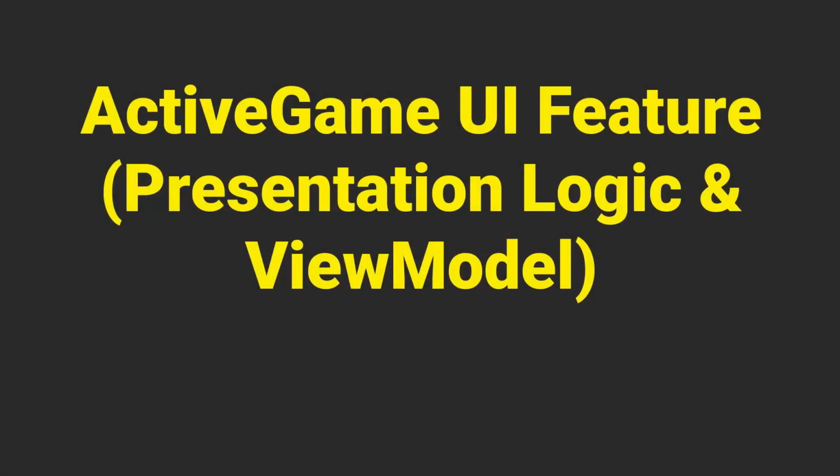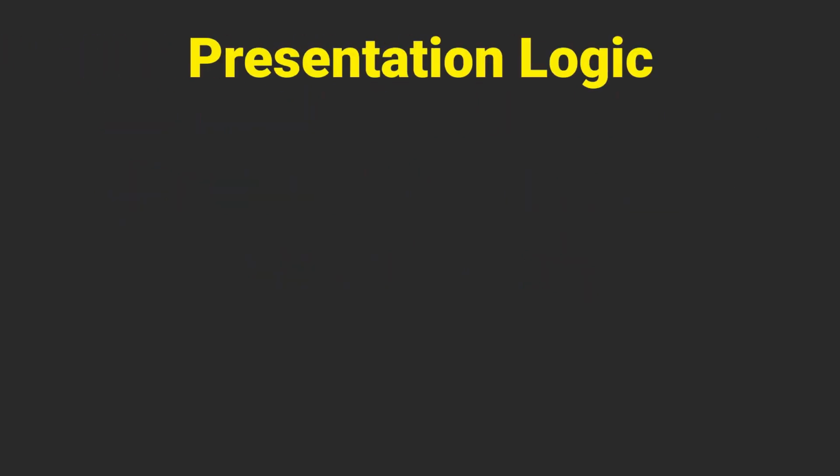In this part of the tutorial, we will create the event sealed class, ViewModel, and Presenter for the ActiveGame feature. Before we do that, let us look at a few design decisions involved in this architecture. The purpose of our presentation logic class, which I call Logic for short, is exactly as the name implies.